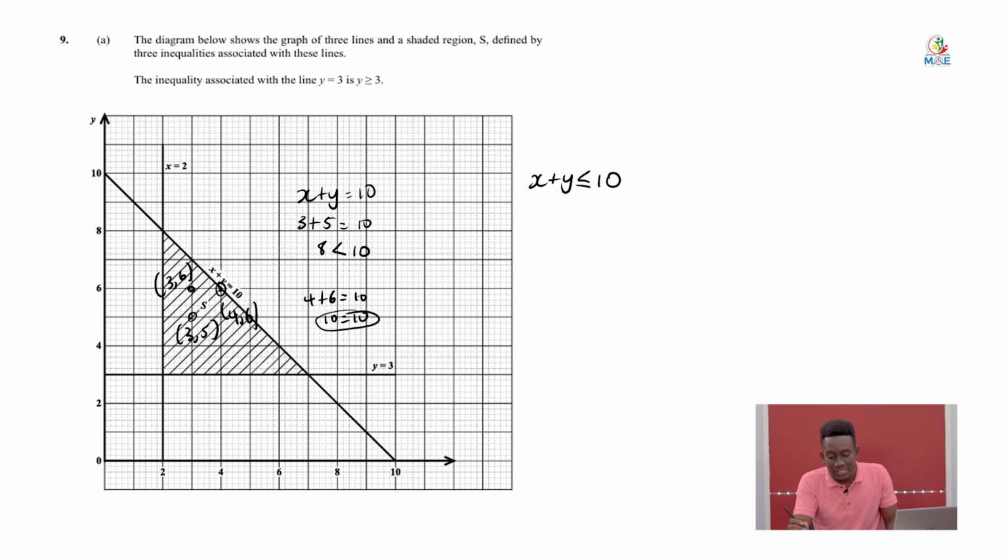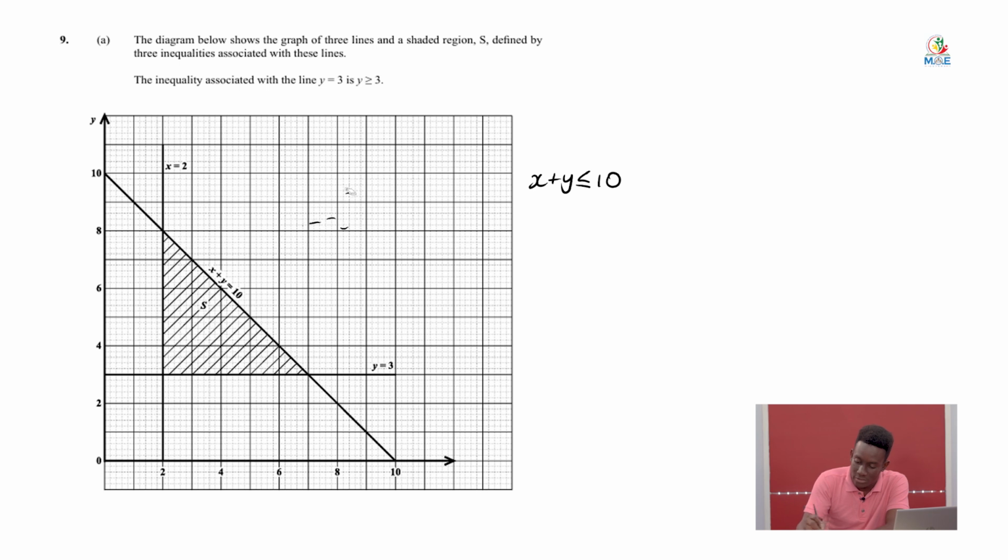And that is how you can get these other inequalities, by substituting values from the shaded region, and it must satisfy the inequality. So let me erase this here now. So that is one. So let me see if I can find another one.